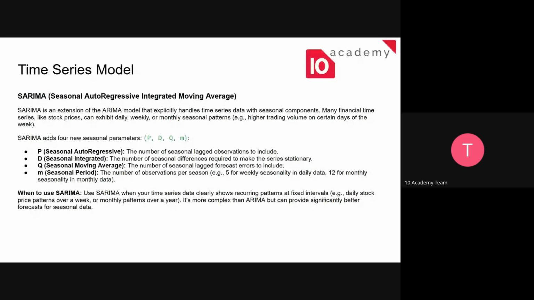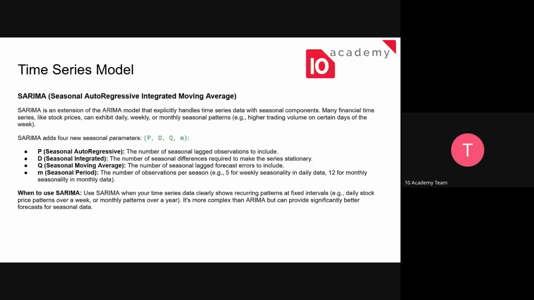And then M, which is the seasonal period, is the number of observations per season, like 5 for weekly seasonality. How many times are we going to observe this data? If it is stock data that is released daily, then for weekly data there are 5 observations. If it is monthly data, 12 for monthly seasonality and monthly data.